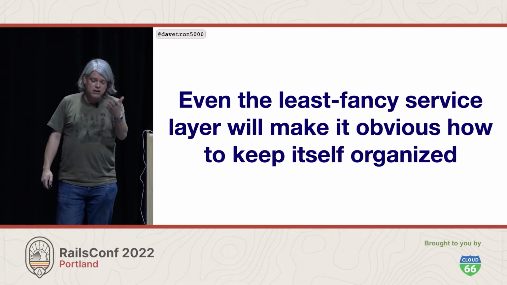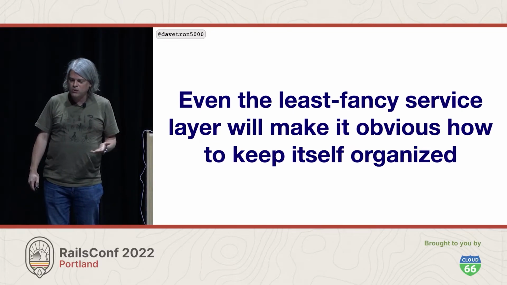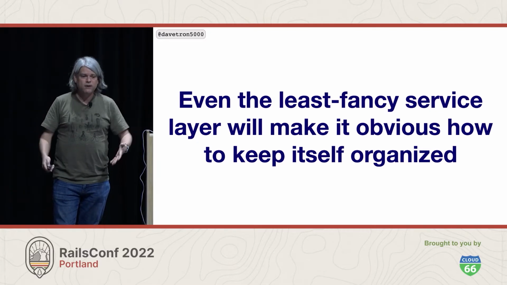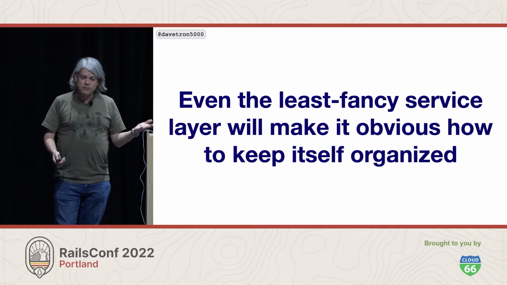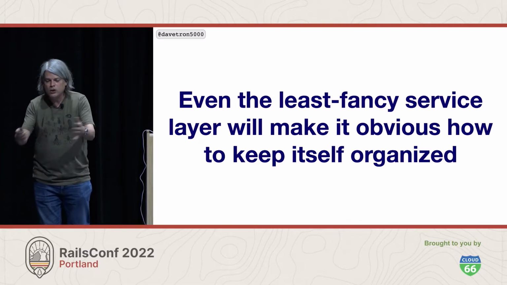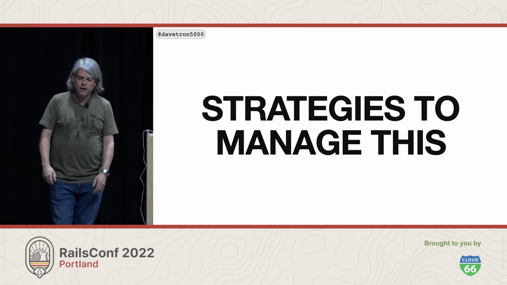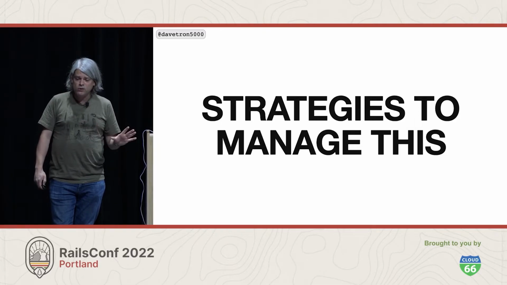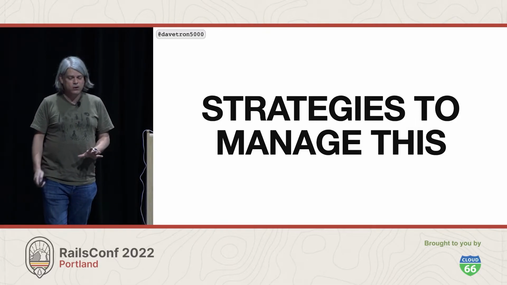Even the least fancy thing that you do, which is kind of what I showed you, will make it obvious how to keep itself organized, because you're going to have a bunch of services with names like widget creation and manufacturer onboarding and admin mail, whatever they're called, you'll see what your app does. So how do we manage this? This is the great thing, these strategies are not fancy. Anyone who is a Rubyist either does or can learn these strategies, right?